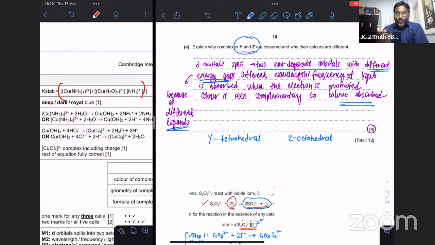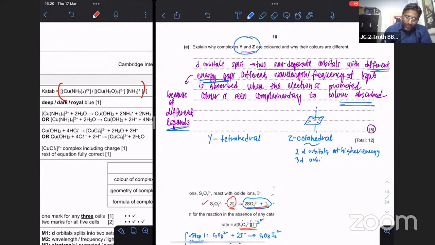According to your syllabus, octahedral, when we draw, is going to be up and down, so you can remember up and down 2. There are 2 d orbitals at a higher energy, and of the 5 d orbitals, you have 3 d orbitals at lower energy. This is important, newly added in your syllabus.